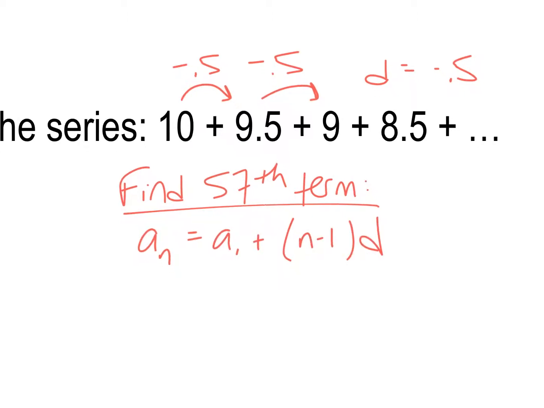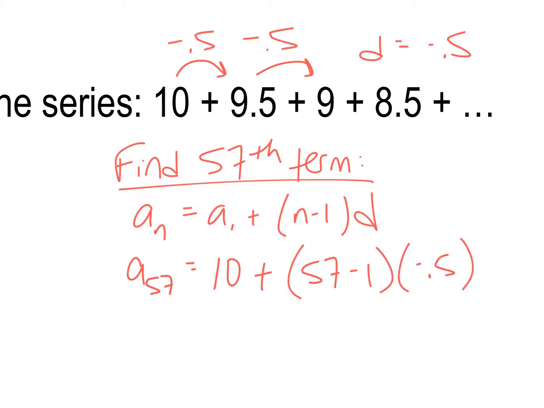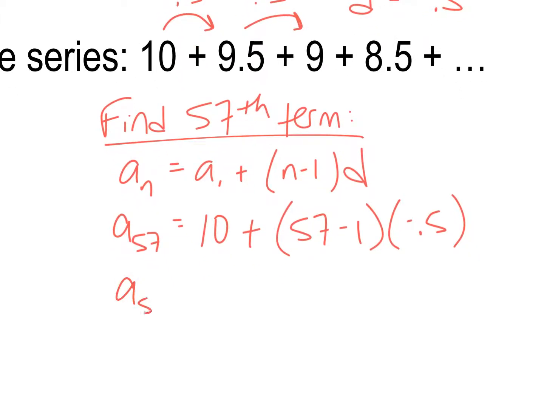I'm going to plug in everything I know. So I want to find the 57th term. That's what's going to go in my formula I wrote over there on the left. The first term of this series is 10. The n is 57, and the d is negative 0.5. Crunch that number in your calculator, and you get a sub 57 is negative 18.